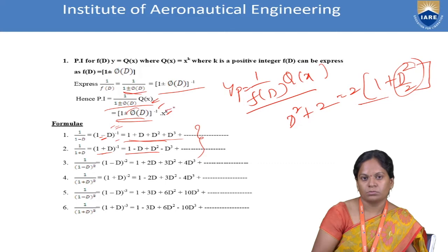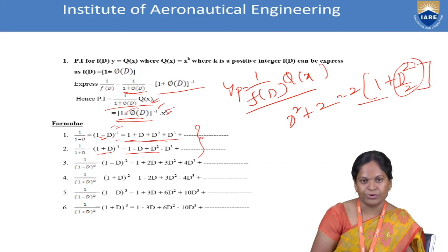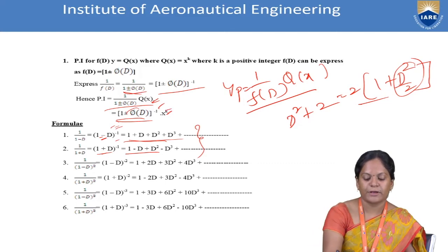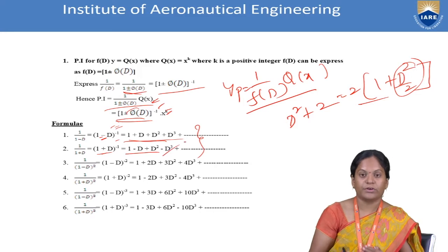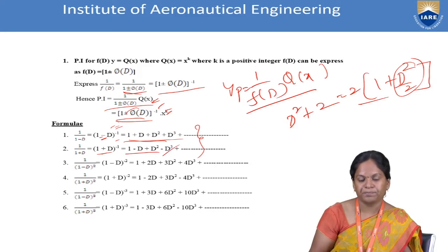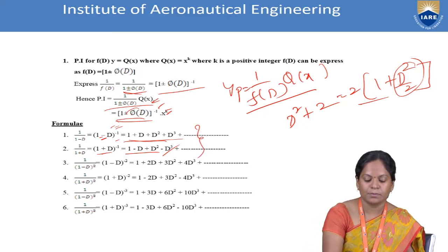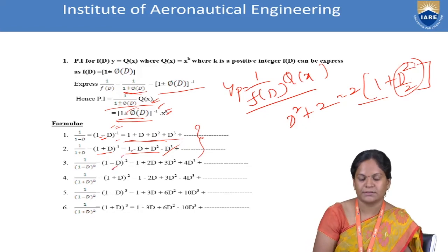If k is 2, we have to expand up to second order. If k is 3, we have to expand up to third order. If it is 4, we have to take up to the d power 4 term. And next, the third formula, 1 minus d whole power minus 2. Here the power is minus 2, and here also the sign is minus, and the power anyway is minus 2.